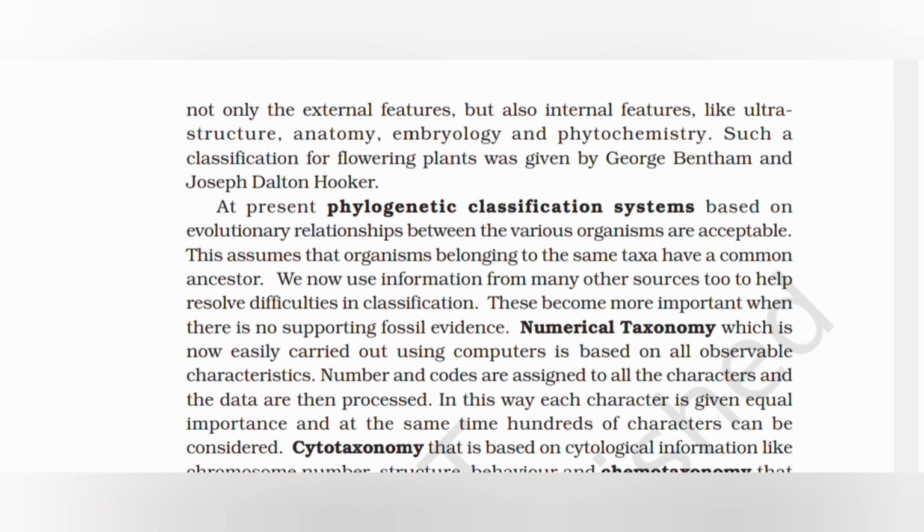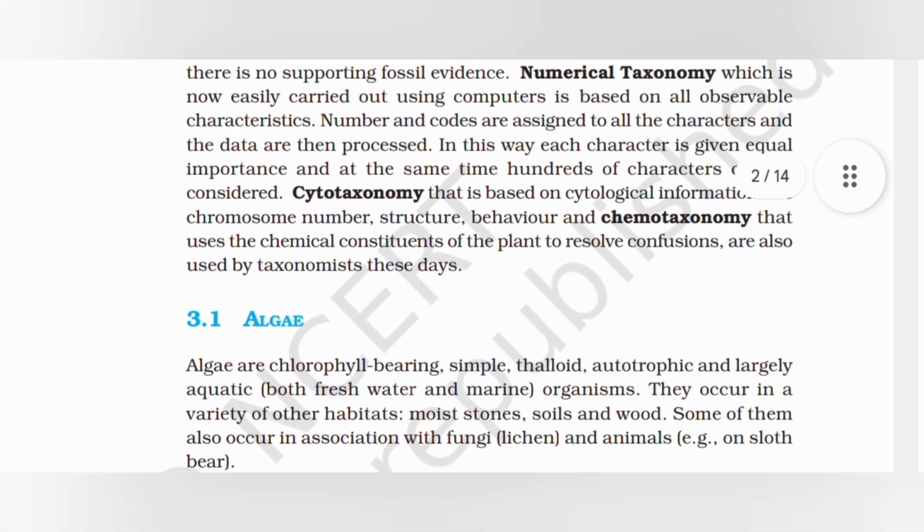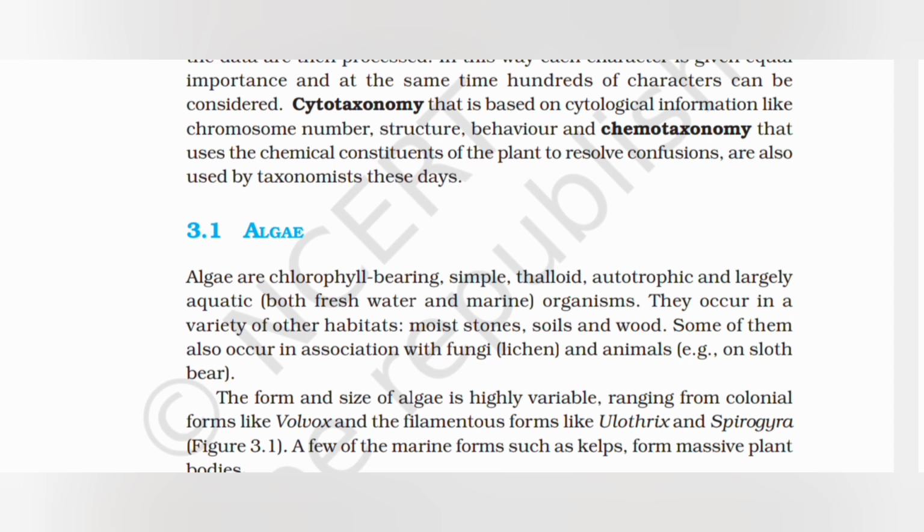We now use information from many other sources to help resolve difficulties in classification. This becomes more important when there is no supporting fossil evidence. Numerical taxonomy, which is now easily carried out using computers, is based on all observable characters. Numbers and codes are assigned to all the characters and the data are then processed. In this way, each character is given equal importance and at the same time hundreds of characters can be considered. Cytotaxonomy, that is based on cytological information like chromosome number, structure, behavior, and chemotaxonomy, that uses the chemical constituents of the plant to resolve confusion, are also used by taxonomists these days.